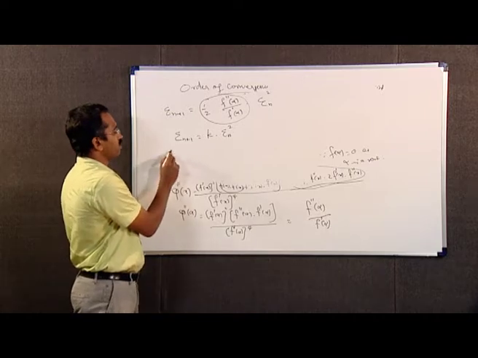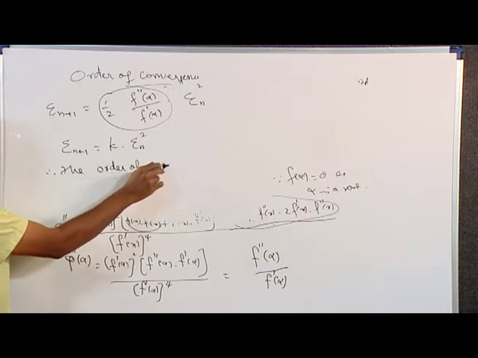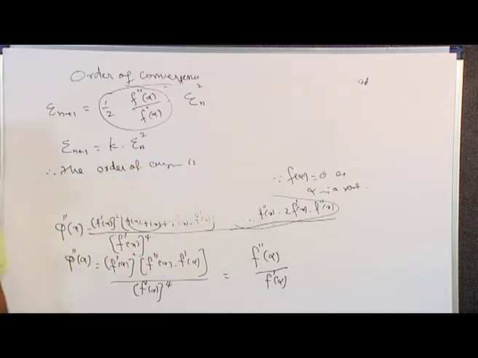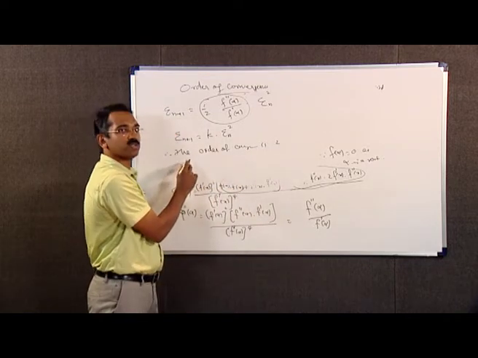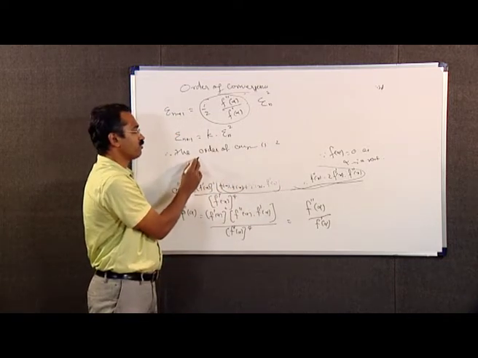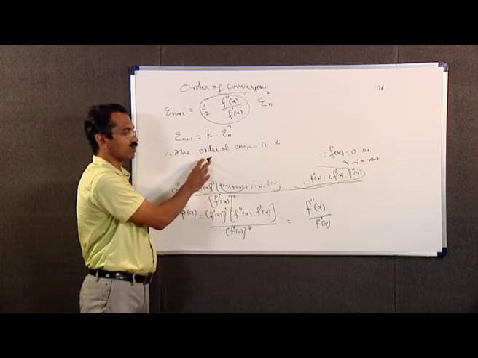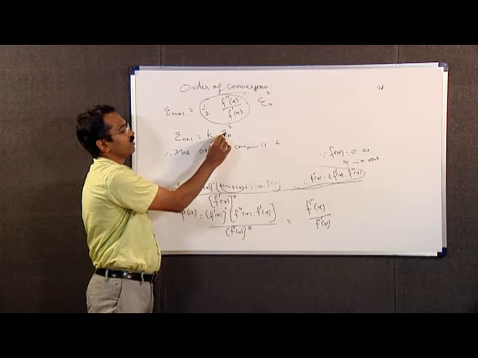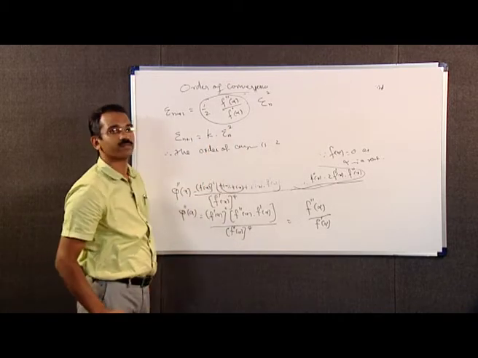Therefore, the rate of convergence, the order of convergence for the Newton-Raphson method is 2. That is, Newton-Raphson method is of quadratic order. We can conclude Newton-Raphson method is of quadratic order because here the square happened.